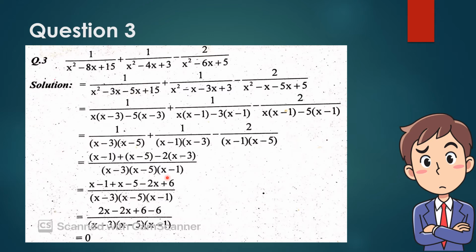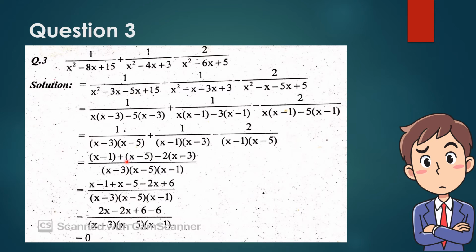And in the second fraction you have x minus 1 and x minus 3. You are missing x minus 5, so it will be multiplied by 1. In the third one, you can see that we have x minus 1 and x minus 5, but we are missing x minus 3. So x minus 3 will be multiplied with the numerator, that is 2.